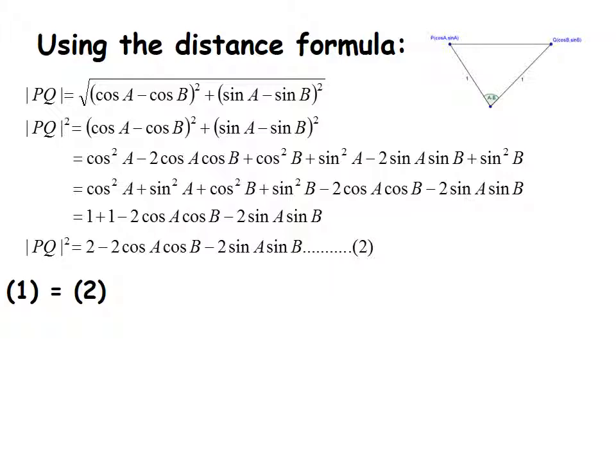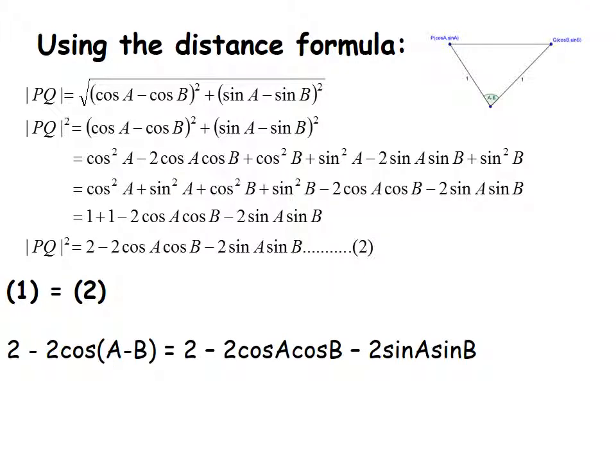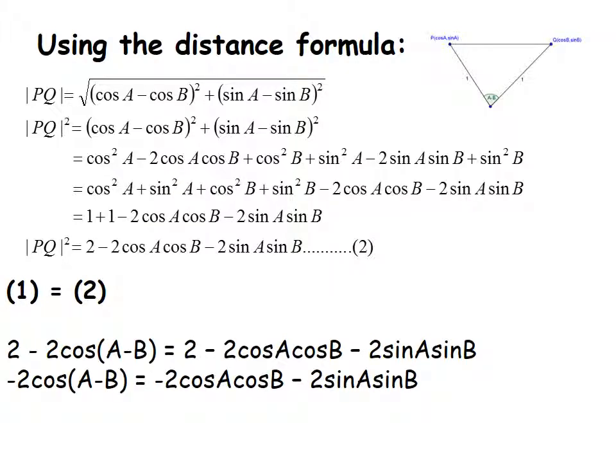These two formulas are equal to each other because both formulas were equal to the length of PQ, all squared. So we can now write the two of them equivalent to each other. The first thing we do is we can remove the 2 on either side. If you bring that over, it'll become minus 2. 2 minus 2 is nothing. And we get left with this. So the next thing we're going to do is divide absolutely everything by minus 2. And we end up with cos(A - B) is equal to cos A cos B plus sin A sin B.